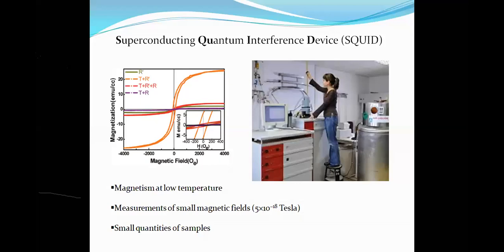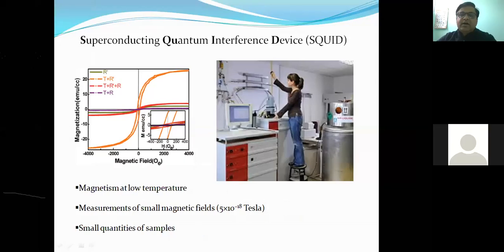So whatever is there in your syllabus, I have completed this chapter of superconductivity, and the kind of questions which you will face.